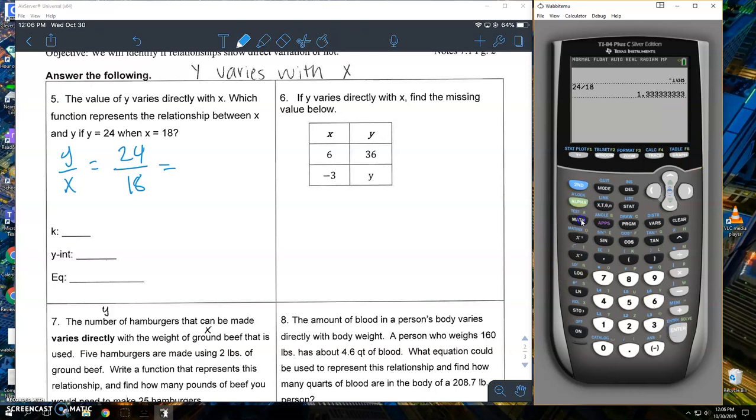And it gives us a decimal. I'm going to click math, enter, enter. And I get 4/3. Okay, so that is our k value. Because we know that it varies directly, we know our intercept is (0, 0). And so our equation is y equals 4/3 x.